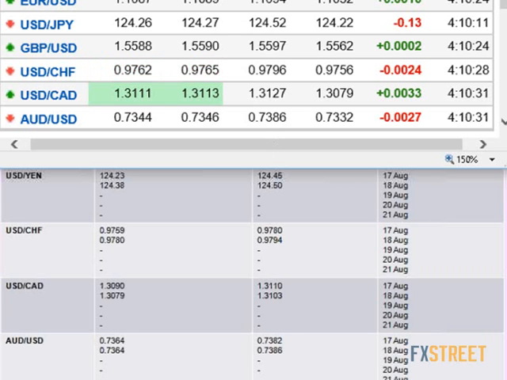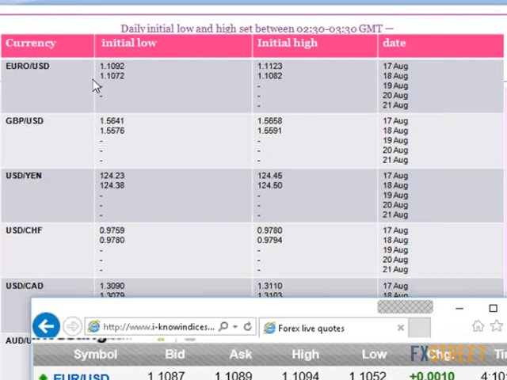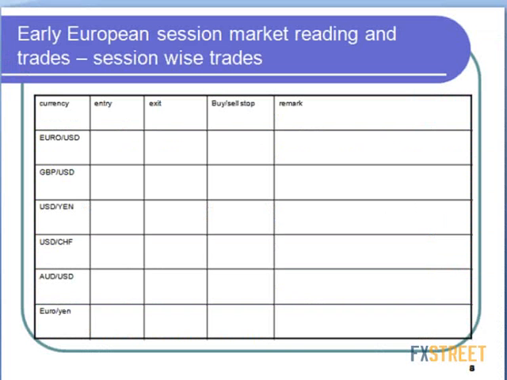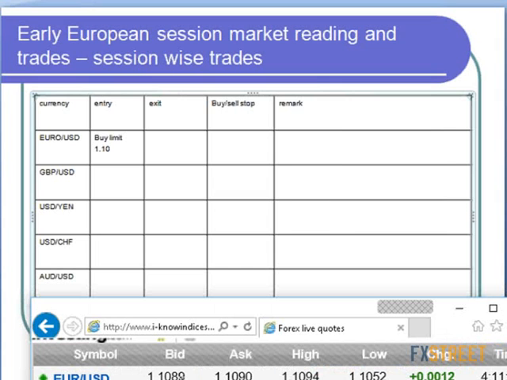So what do we come across now? You come across a mixed reaction in the market. Euro breached the initial low, came down, breached the initial high and is staying above the initial high for more than 30 minutes. That means we expect Euro to go up. So what we'll do, we will just keep a buy limit order just 10 pips below the market.